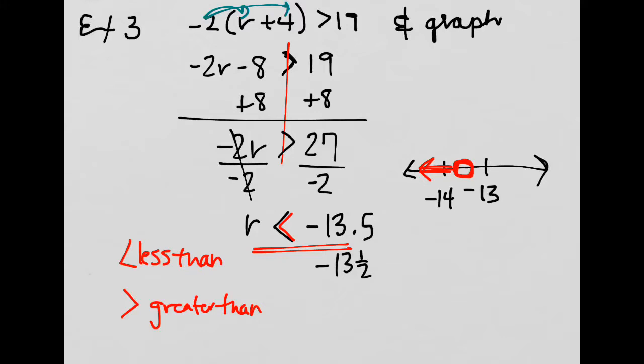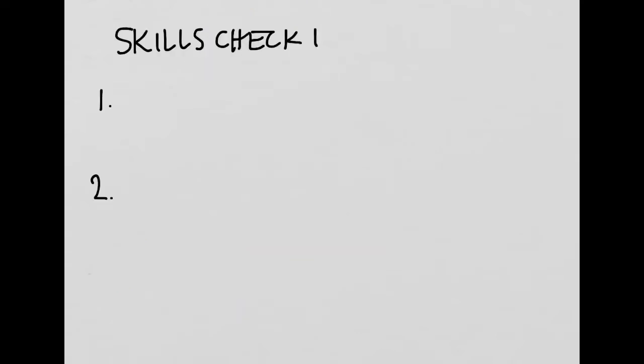I want you to try number 1 and 2 from skills check 1. Pause the video and we'll check them together. Okay, how'd you do? For number 1, this is what you had to start with. You should end up, if you added 7 to both sides and then divide by 5. If you're dividing by a positive number, there is no need to change the sign. So you should have gotten the answer of x being greater than 2.